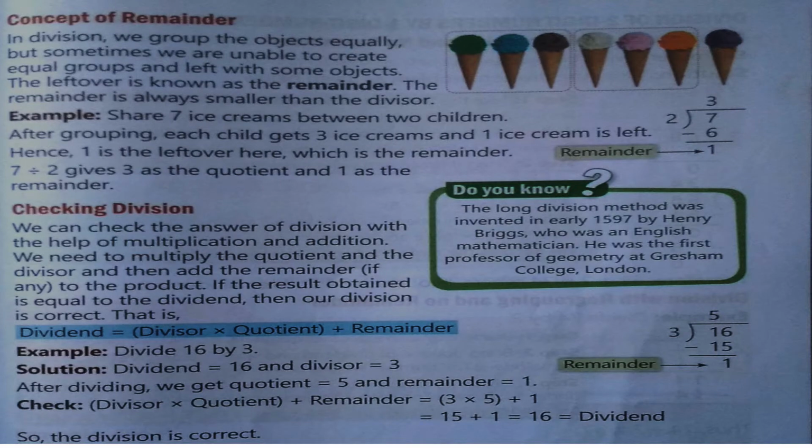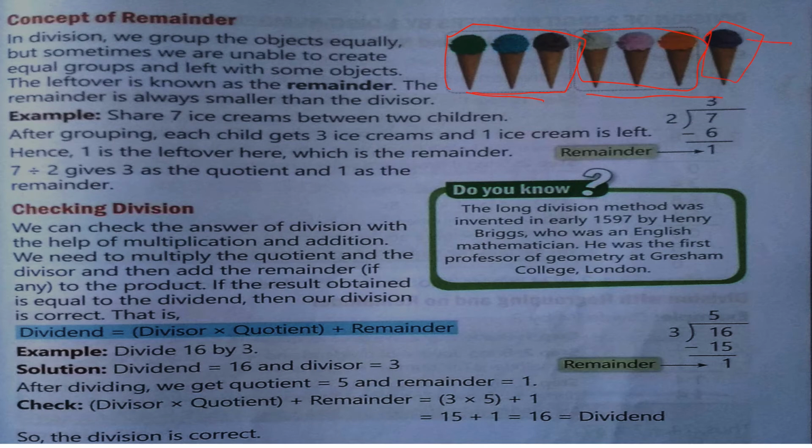Now the concept of remainder. Keep it in mind. We group the objects equally, but sometimes we are unable to create equal groups and some of the objects are left over. The leftover is known as the remainder. Now you can see here 7 ice creams. We can make a group of 3 ice creams, another group of 3 ice creams, and 1 ice cream is left over.